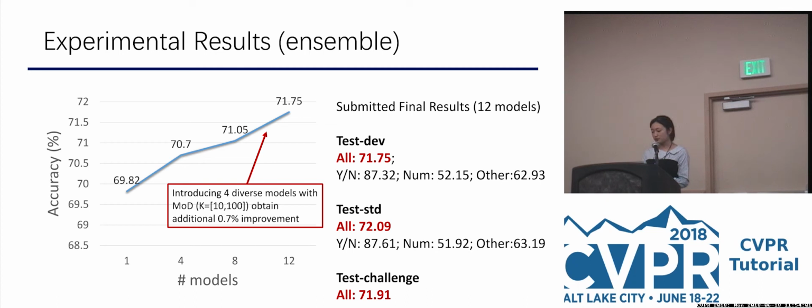This figure shows the performance along with the ensemble of different numbers of models. From a single model to 8 models, the performance has a 1.2% improvement, and the performance seems to be approaching saturation. However, by introducing another 4 models with different features, it has another 0.7% improvement, which proves the importance of diverse models and features. On the right is the performance of our submission with 12 models. On TestDev, our performance is 71.75 and 72.09 on test standard.